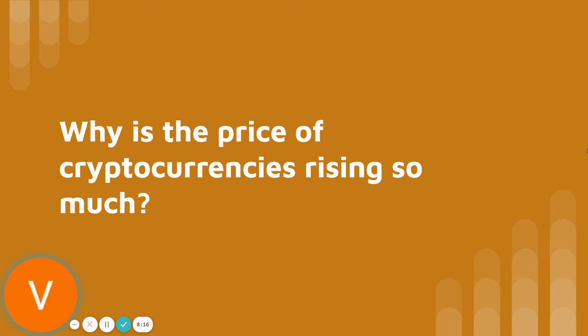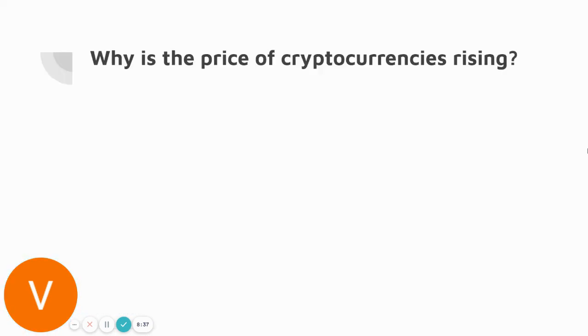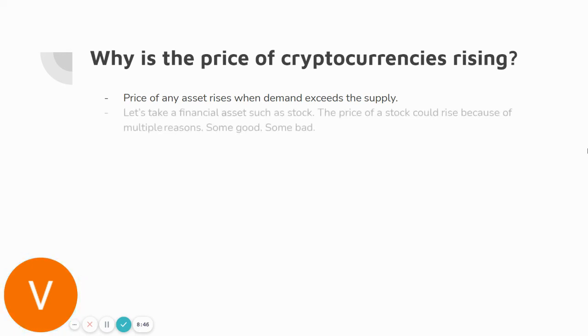Now, the most important question for anybody who is remotely familiar with the world of cryptocurrencies would be, why is the price of cryptocurrencies rising so much? If you look at this graph, then massive fluctuations have been observed in the price of cryptocurrencies in the last 1 year. And what could be the reason for this? Basic economics states that the price of any asset rises when the demand exceeds the supply. So let's take a financial asset such as stock.